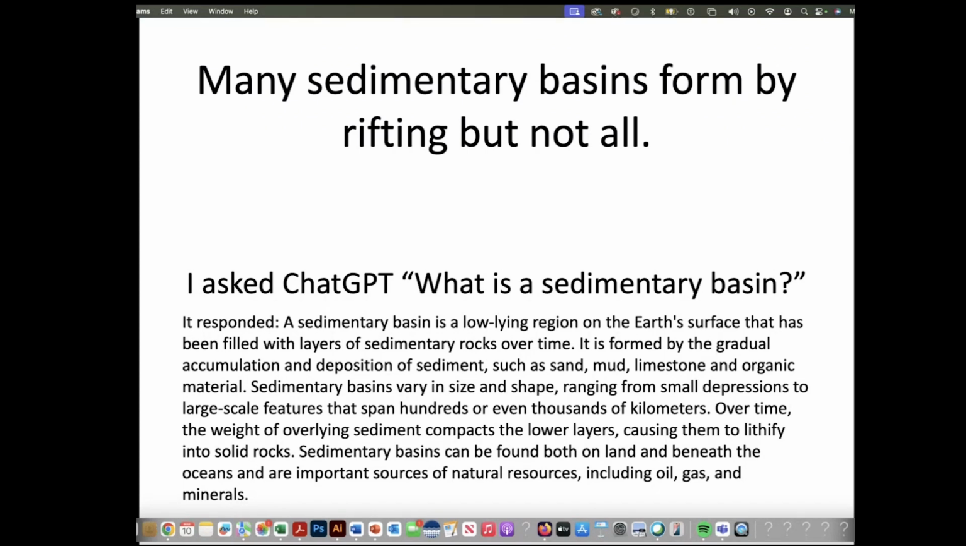and organic material. Sedimentary basins vary in size and shape, ranging from small depressions to large-scale features that span hundreds or even thousands of kilometers. Over time, the weight of the overlying sediment compacts the lower layers, causing them to lithify into solid rock. Sedimentary basins can be found on both land and beneath the oceans and are important sources of natural resources, including oil, gas, and some minerals.